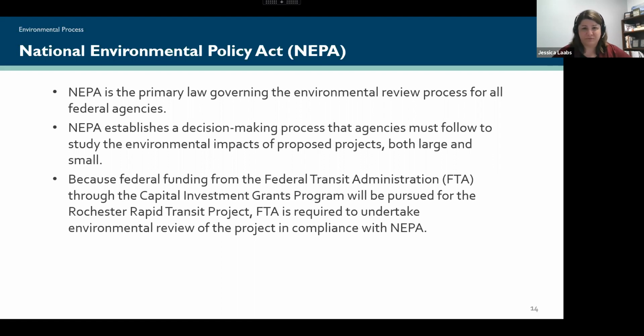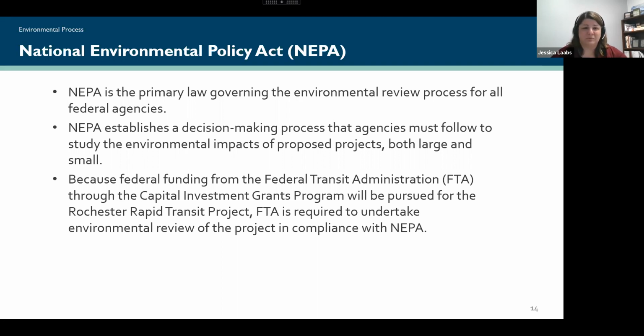First, we start with the foundation of why we have to do an environmental document. That's really dictated by the National Environmental Policy Act, or what we call NEPA. NEPA is the primary law that governs the environmental review process. It is specifically triggered by use of federal dollars for a project and/or the necessity of a federal permit. If there's a federal agency permit that needs to be provided for a project, that would also trigger NEPA.